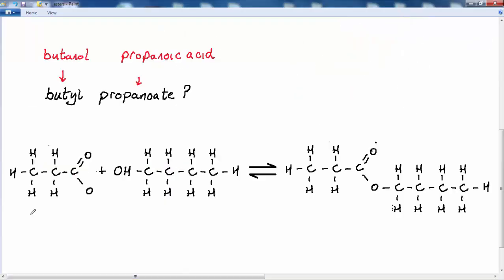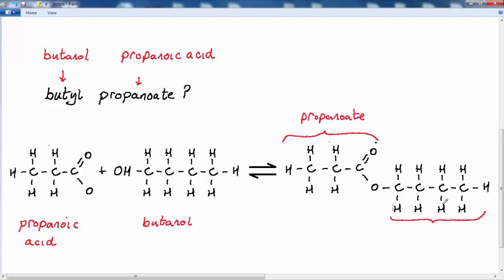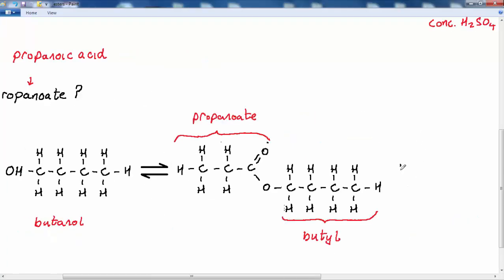Let's just have a look at that. Okay, so we've got propanoic acid and we've got butanol. Okay, so this group here again is the propanoate. That's 3 carbons this time rather than 2, and the alkyl is the butyl group. Right, so we've got butyl propanoate, and of course I didn't have room to fit it in here, but we've also got water. Right, so let's just put that H2O there. So we've got butyl propanoate plus water.